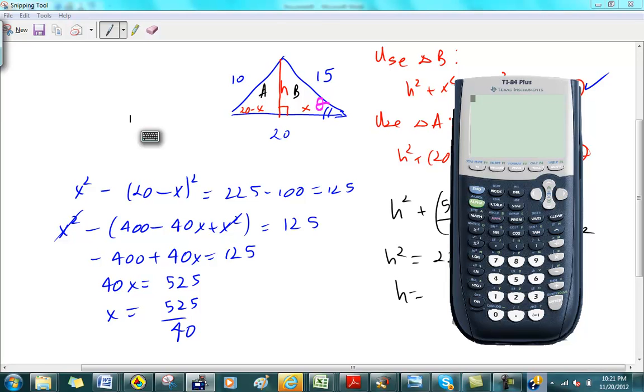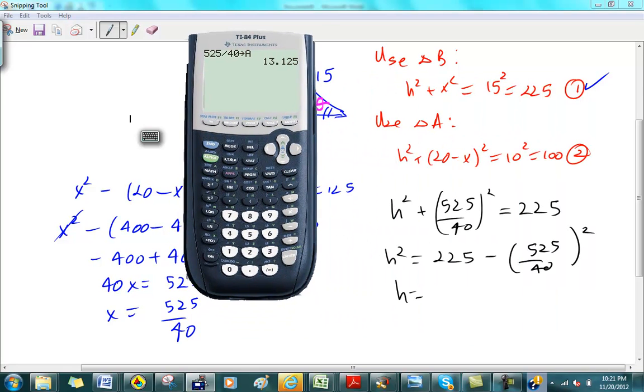Okay, so I know x is going to be 525 divided by 40, and I'm going to store the answer in A. That's 13.125. To get h, I'm going to go 225 minus A squared. Okay? Square that, and I get 52.73 whatever. And I'm going to take the square root of that, and I get 7.26. So that is my h, and I'm going to store that in B.